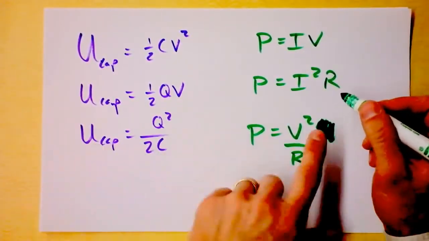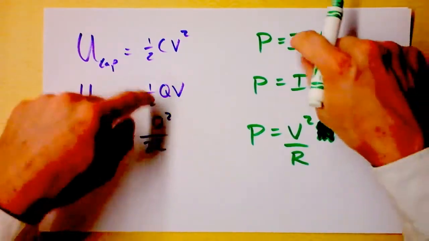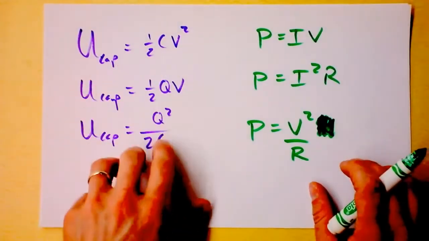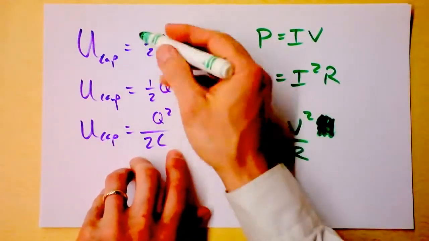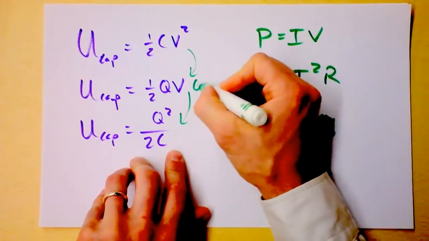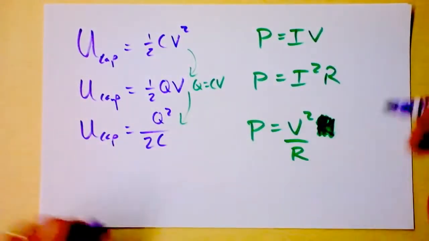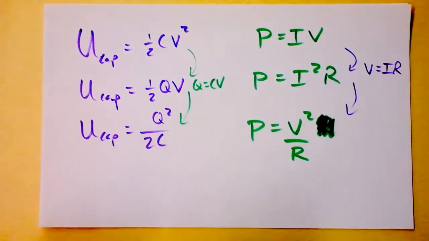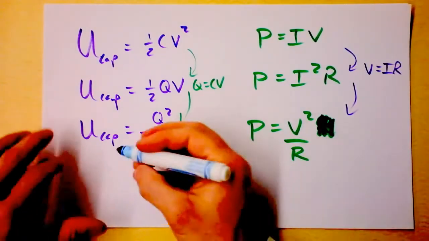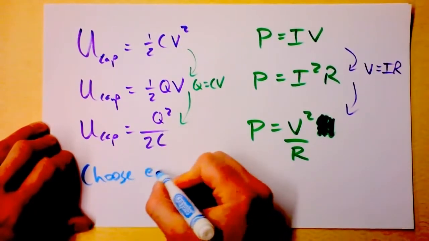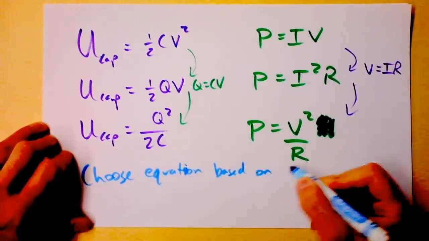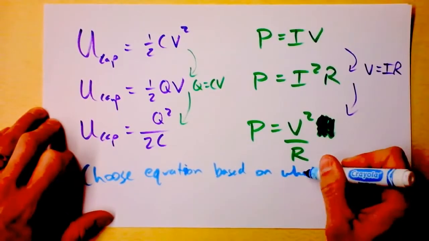So, of course, there's a lot of similarity between these. Maybe I should have changed the order of those two. Whatever. But it starts with a simple equation and then is related by a second simple equation. The path between these is Q is CV, and the path between these is V is IR. Okay, cool. A lot of similarities, but my point with all of this is to say that you choose an equation based on what's being held constant.